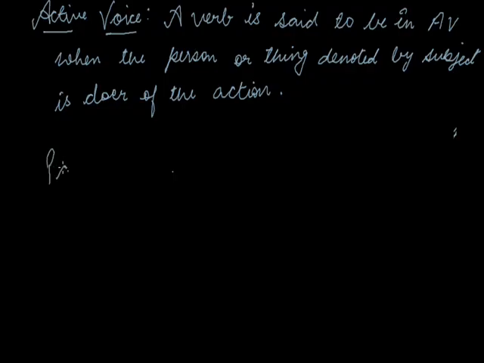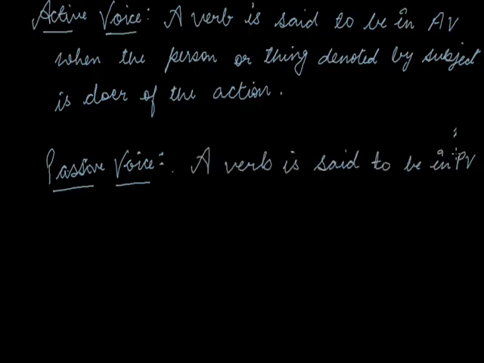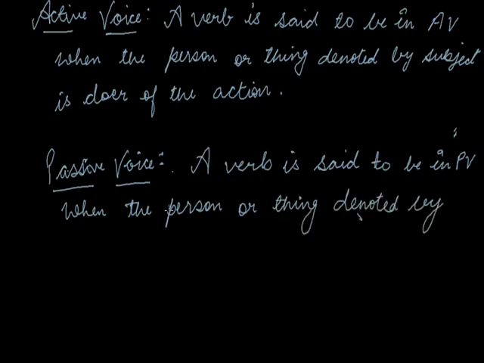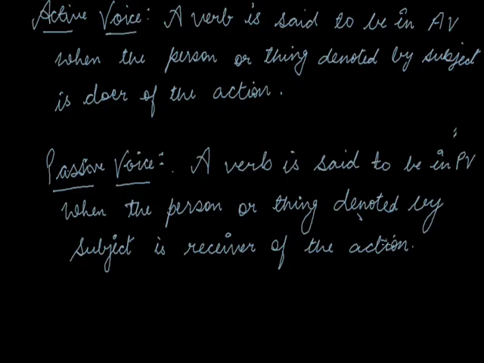Now, next comes the passive voice. What passive voice means is that a verb is said to be in passive voice when the person or thing denoted by subject is receiver of the action. So, in the above example, you can see that chess was the receiver of the action and here the subject is passive. It is not active but it is passive. So, the verb plays is said to be in passive voice.